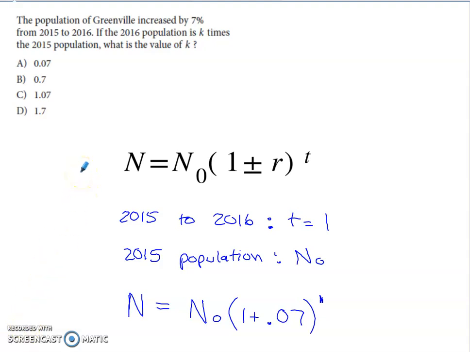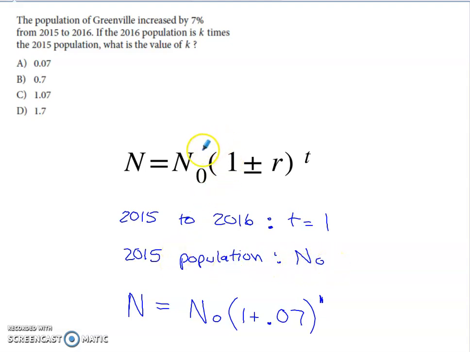This one says the population of Greenville did increase by 7% from 2015 to 2016. The 2016 population is K times the 2015 population. What is the value of K? Now, I do have to adjust a few things here. Time is being measured in years, because 2015 to 2016 is a 1-year jump. So I know my elapsed time is 1 year. They don't tell me the 2015 population, so I'm just going to represent it as N0.